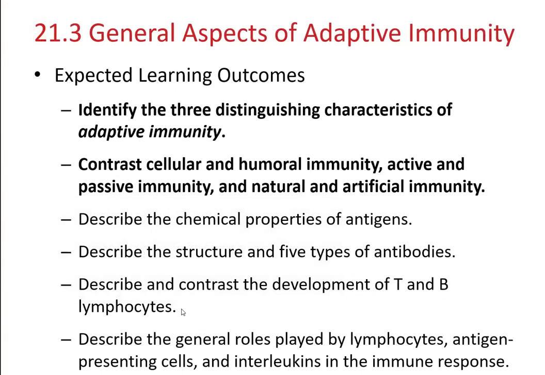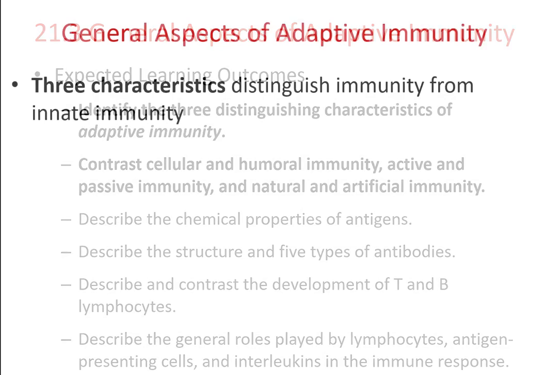So as you can see here, when we're looking at the aspects of adaptive immunity, the two learning outcomes that are in bold are the two that are going to be covered in this video: the distinguishing characteristics of adaptive immunity and contrasting cellular and humoral immunity, as well as active and passive and natural and artificial.